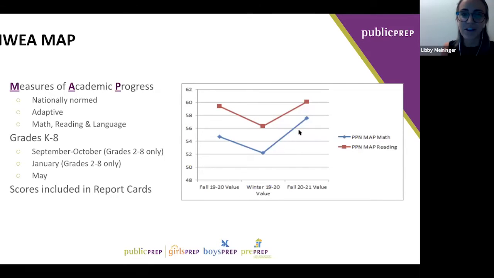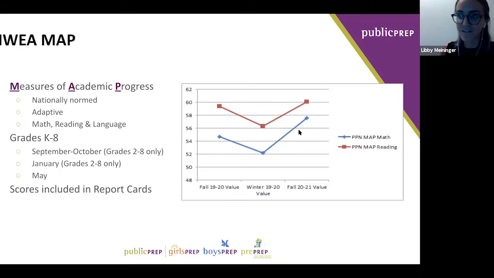And you see this data chart on the slide, and something that's really great that we can see in our fall 2019 data to fall 2020, so last fall to this fall, is that we saw overall growth for our students. And this is super exciting, especially when you hear about COVID slide across the country. Our MAP data shows that it's really not here at Public Prep, and that our students are continuing to achieve at really high levels.